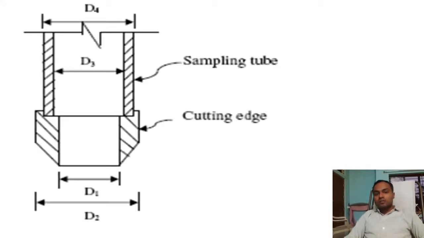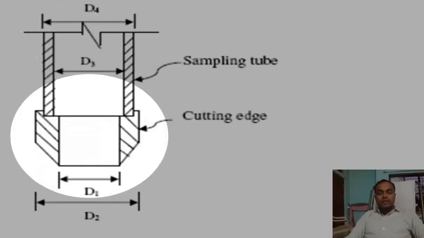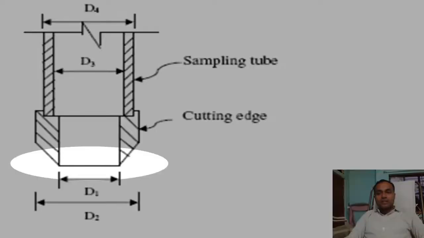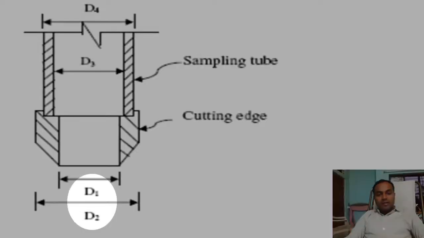Now, sampler specifications. To get an undisturbed soil sample, the Indian Standard Code gives some specifications to manufacture the sampler. Those are listed here. This is one sampler: the top portion is called the sampling tube and the bottom portion is called the cutting edge. You can see a sharp edge here, that is your cutting edge. Here the diameters are written. For the cutting edge, the inner diameter is D1 and the outer diameter is D2, and for the sampling tube, the inner diameter is D3 and the outer diameter is D4.